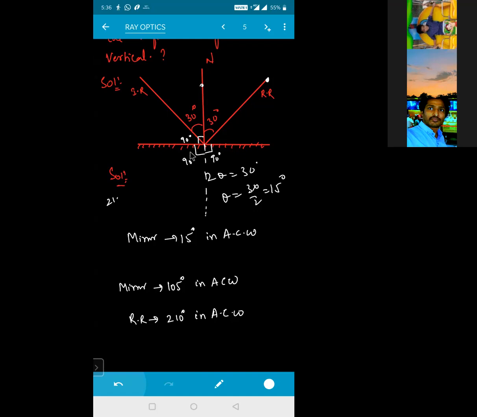90 degrees it's turning, which means 210. Yes sir. Possible, right? Yes sir, possible sir. Even in that case it is possible. If the mirror is rotating by even 105 degrees, that is also possible. Possible. Clear?